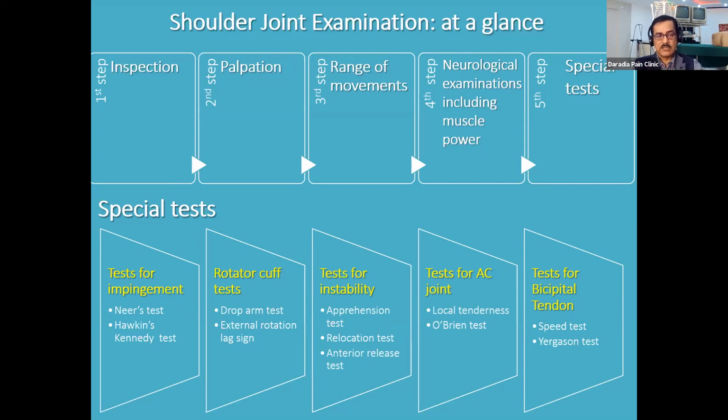Rotator cuff tests, again, there is a long list. So here there are two tests. Another test I'll be telling, which is not enumerated here. One is your drop arm test to understand the supraspinatus muscle, and the external rotator lag sign for the infraspinatus and the teres minor. Then tests for instability: apprehension, relocation, anterior release, all done in sequence, three tests. Then the test for the AC joint and the test for the bicipital tendon. I'll come into the detail of all of these, and I'll also be demonstrating on the volunteer.